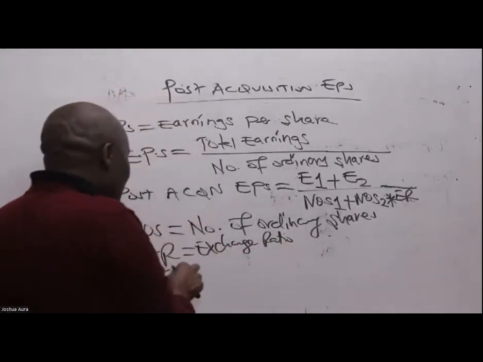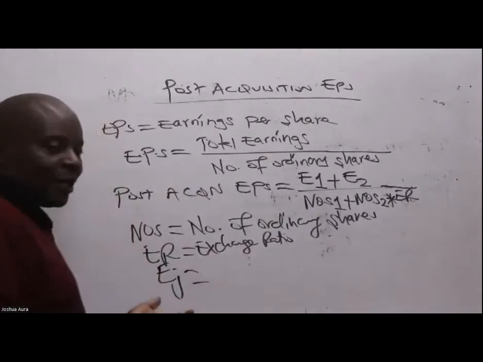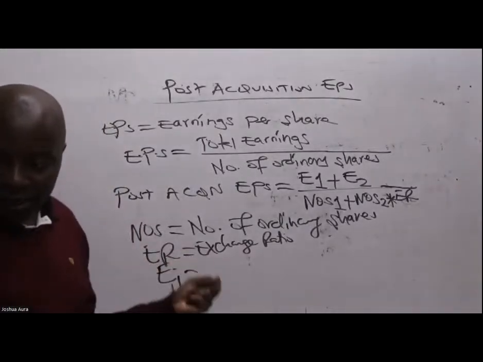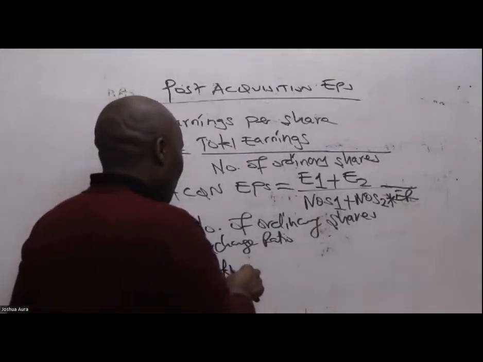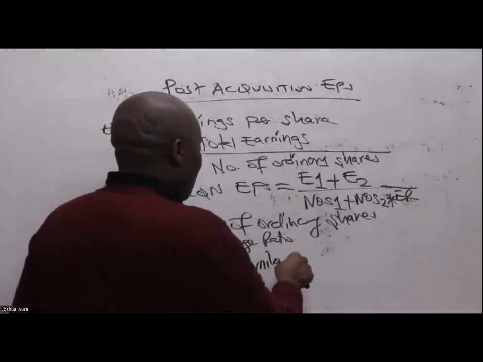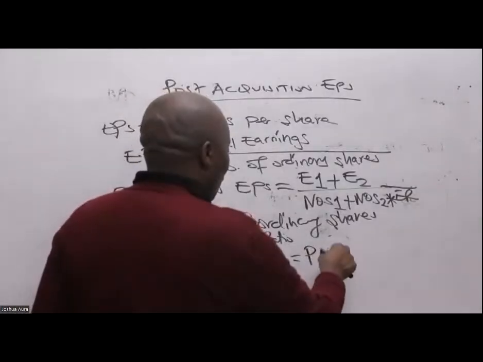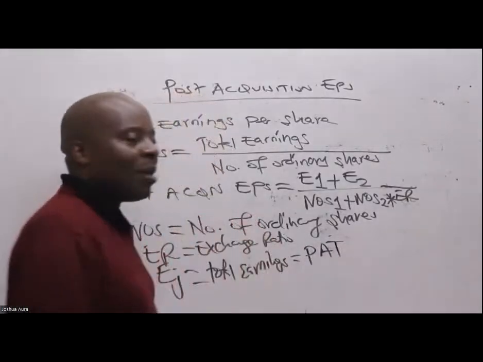And then we have EJ. J can be a number like E1, E2. So this EJ is the total earnings, and in our case, total earnings would always be the profit after tax.